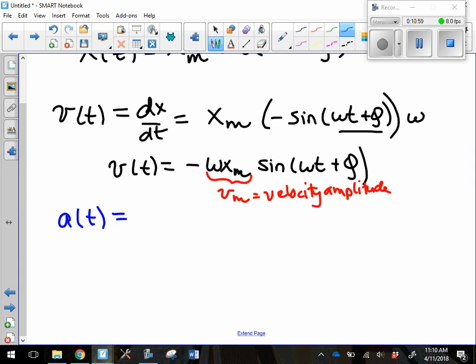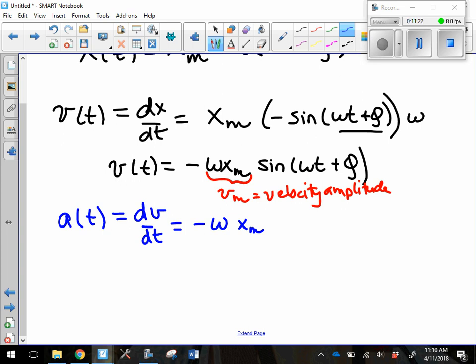So how do I find a of t? Take the derivative of the velocity function. So again, I've got negative omega xm. Again, those are constants. The period of this system is a constant. This we'll find.